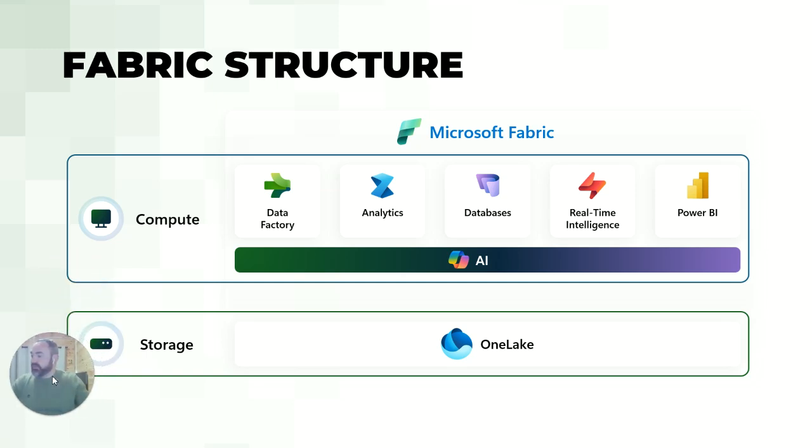Okay, so Microsoft Fabric. Microsoft Fabric is split into two sections for ease of billing, and that is compute, which your capacities are going to be looking after. And that includes all of your Microsoft Fabric workflows, so Data Factory, analytics, databases, Copilot's in there as well. And then storage of OneLake is split off, so you'll see that in a different bill.